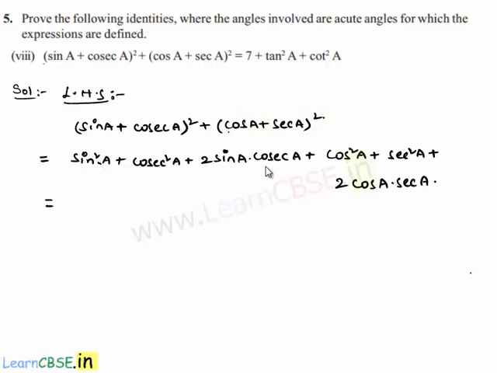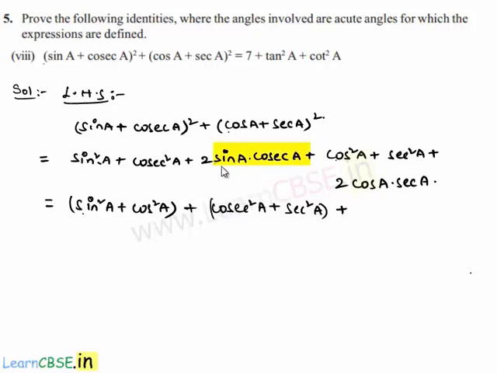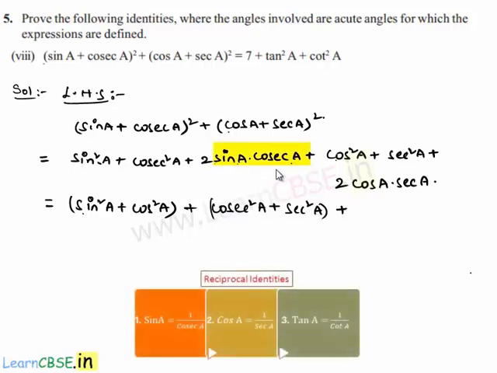let us write sin²A and cos²A together plus cosec²A and sec²A together plus here 2 times sin A times cos A is nothing but 2, as sin A into cosec A is 1, plus similarly 2 times cos A into sec A is equal to 2, as cos A into sec A is nothing but 1.